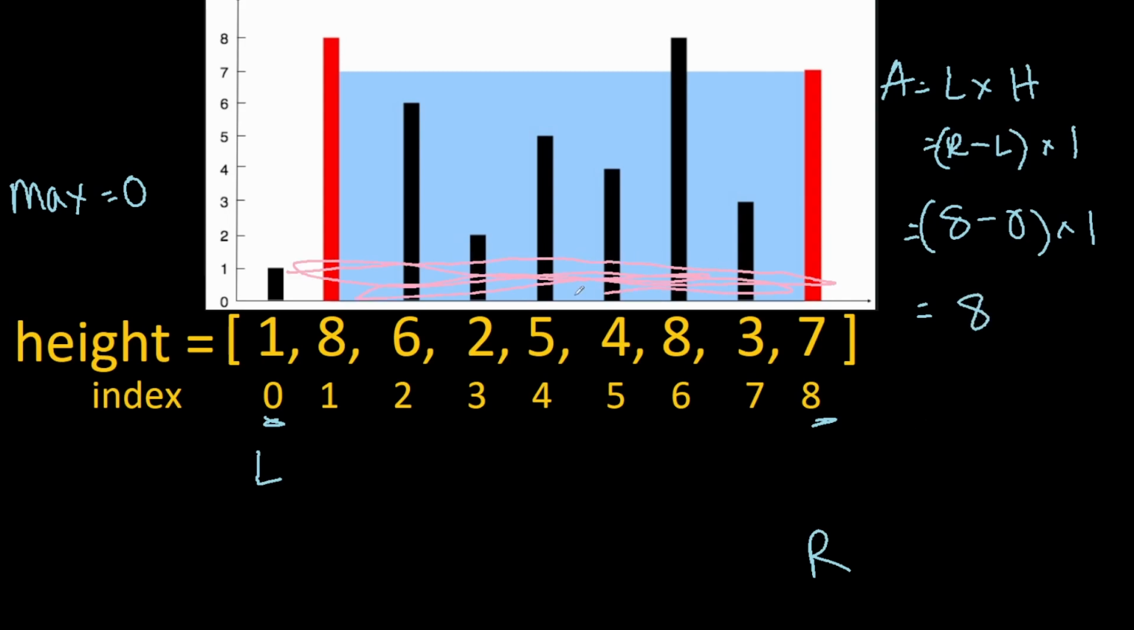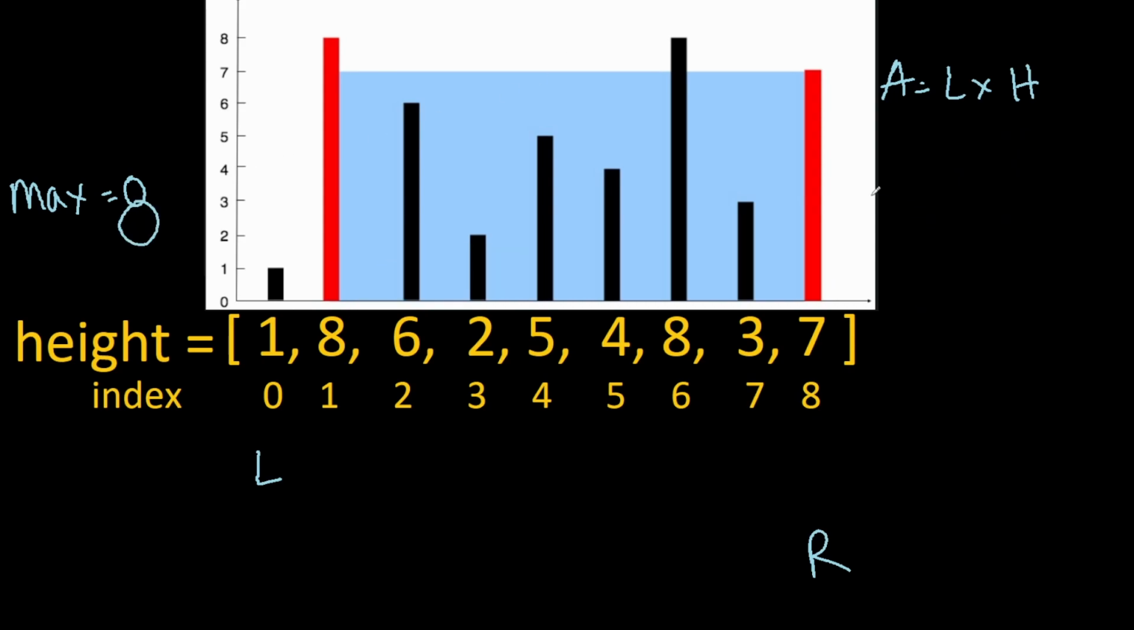Our area at this moment in time is 8, and our maximum is 0, so we want to update our max to 8. After we've updated our max to 8, we're going to move either the left or the right pointer.